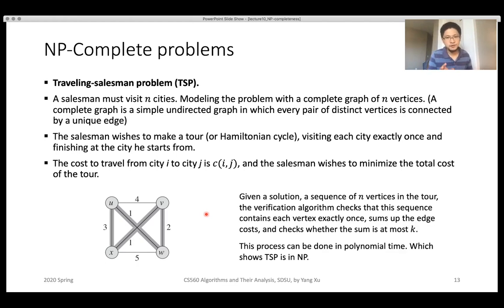Okay, so given a solution, and the solution for the traveling salesman problem is a sequence of N vertices indicating the sequence of the cities or of the tour. A verification algorithm will simply check whether this sequence contains each vertex exactly once, and then sum up the total cost of all the edges, and check whether that sum is lower than some threshold. So this verification can be simply done within polynomial time. So we can show that the traveling salesman problem is NP.